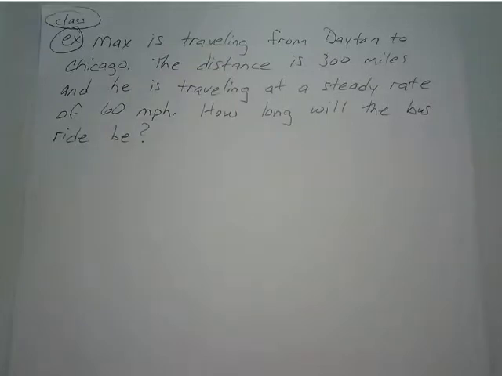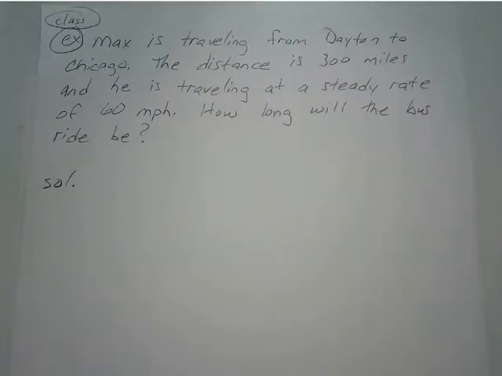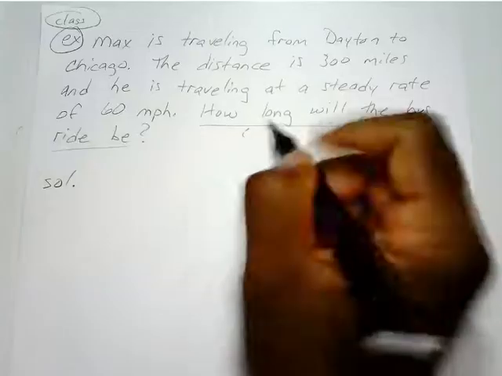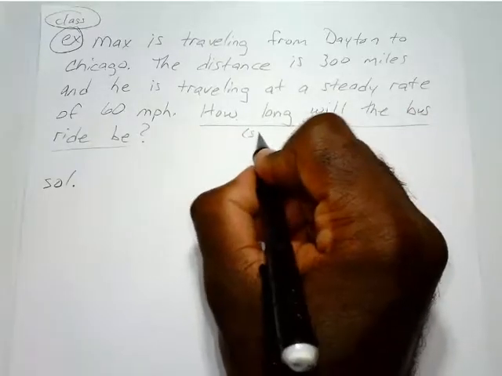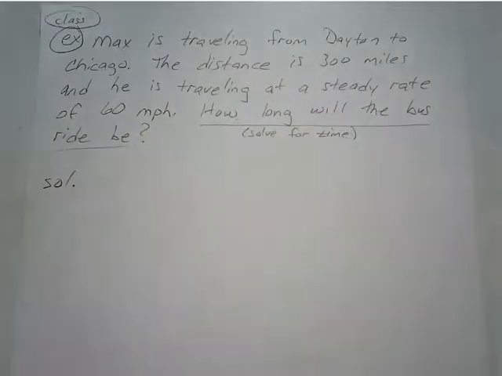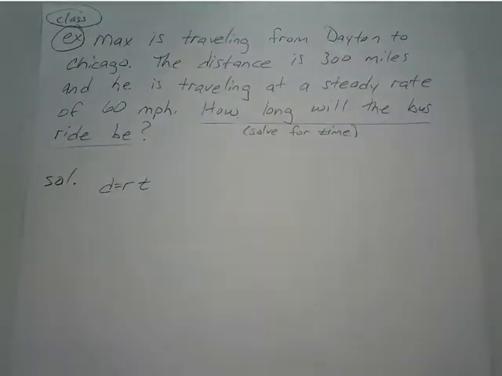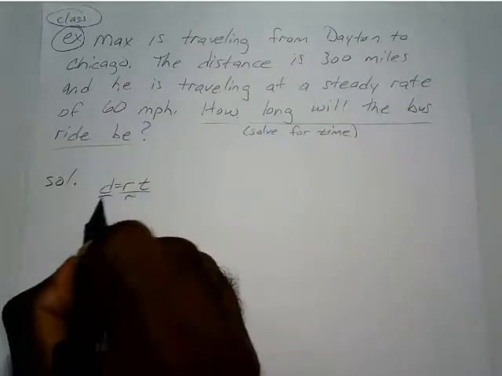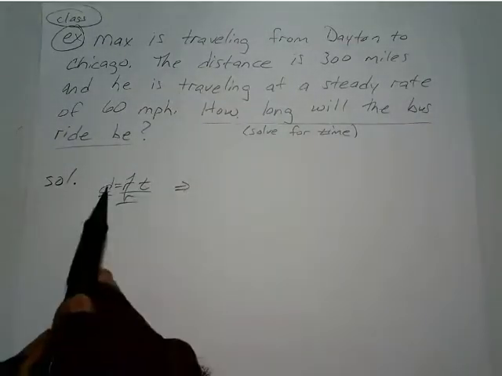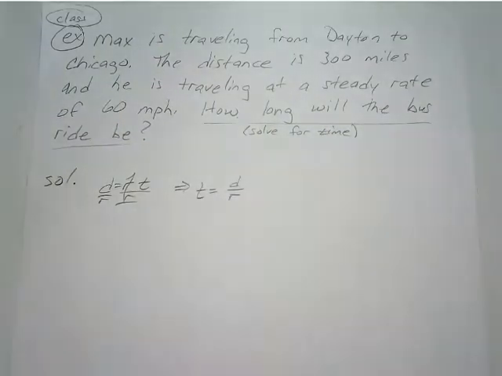Alright, so I'm assuming you've pressed pause and you're all done. So we're going to go ahead and solve it. You can see here, how long will the bus ride be? When you see how long or anything like that, you're just going to solve for time. If we have distance equals rate times time, and divide both sides by r, we have time is equal to distance over rate. Time equals distance over rate.